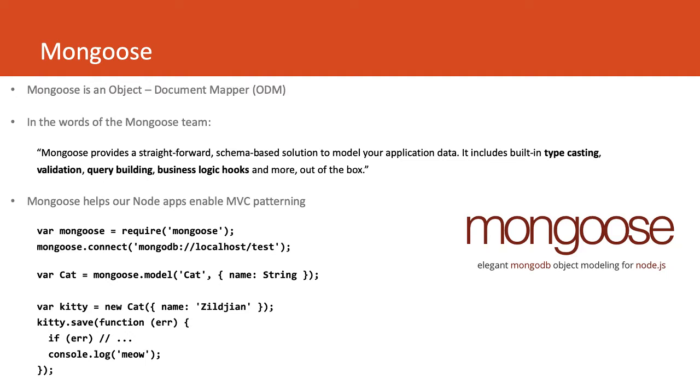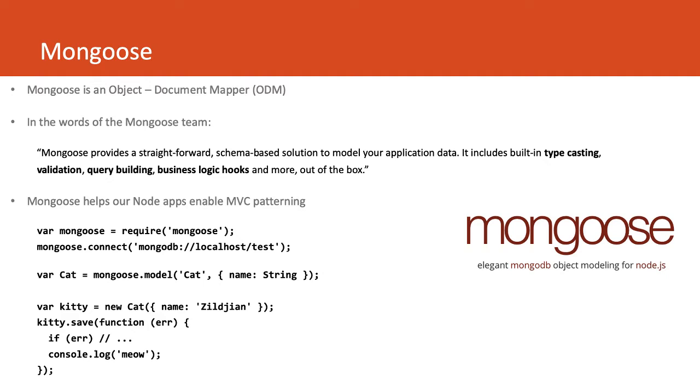So actually working with Mongoose, we just require it into our application like we do other modules that we've used before, like Express. We will connect to our Mongoose server. This is an example of how to connect to a local server that you have. And then in this case, we create a model called cat, and it has a value of name, which is a string. And then we can create a new cat, given a name, and then we can save it.